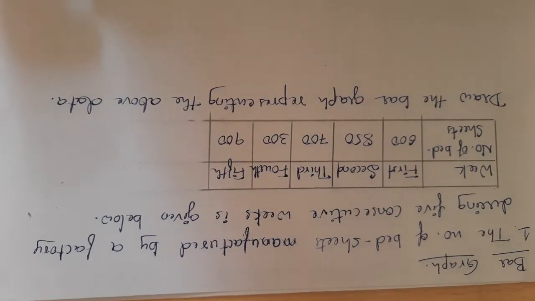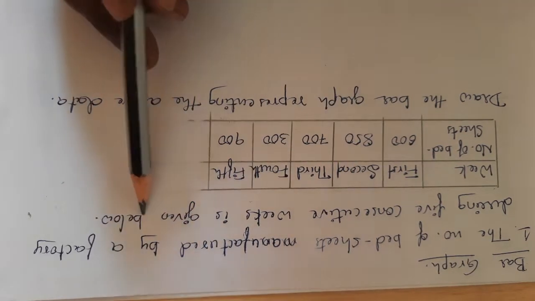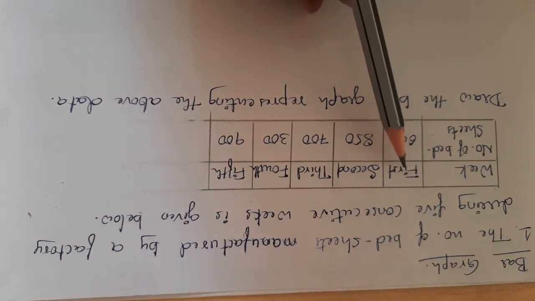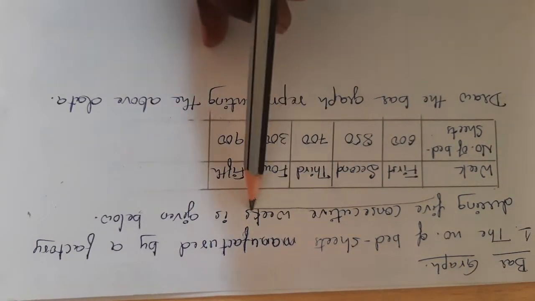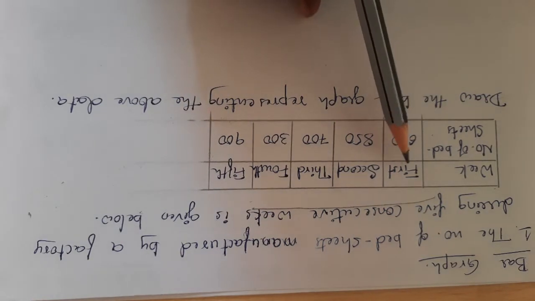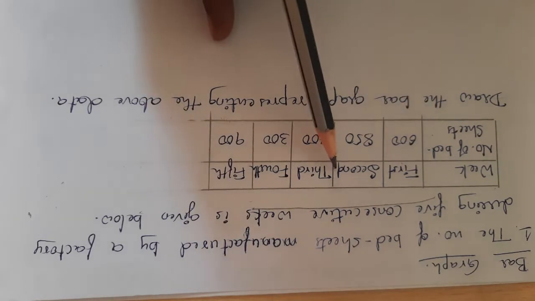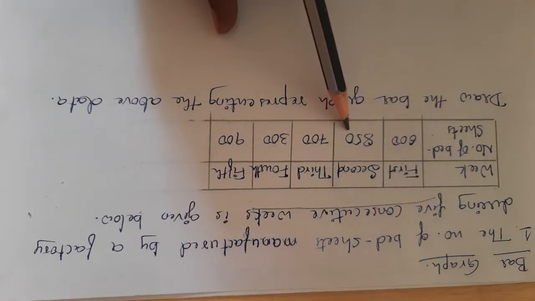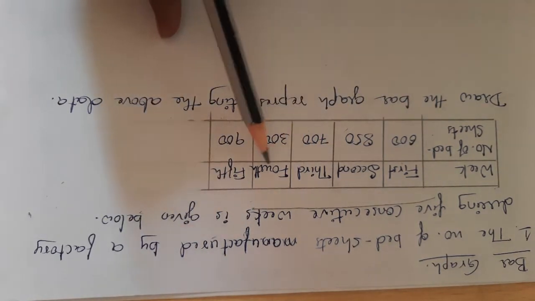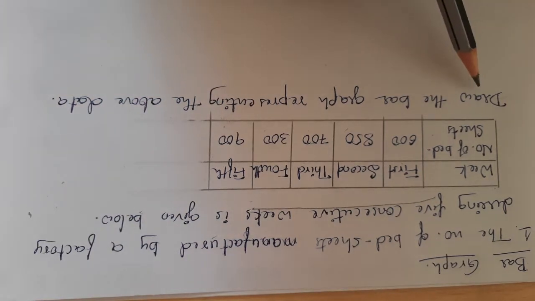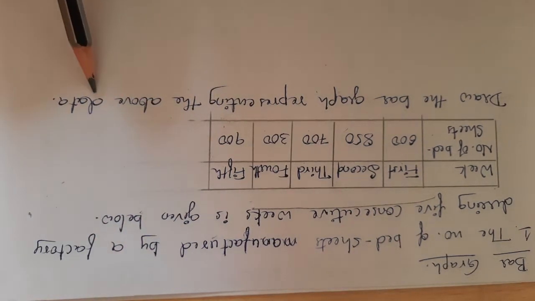The number of bed sheets manufactured by a factory during 5 consecutive weeks is given below. So the week and number of bed sheets. It is given that 5 consecutive weeks, right? In the first week 600 bed sheets were produced, in the second week 850 bed sheets were manufactured, third week 700, fourth week 300, and in the fifth week 900 bed sheets were manufactured. Draw the bar graph representing the above data.